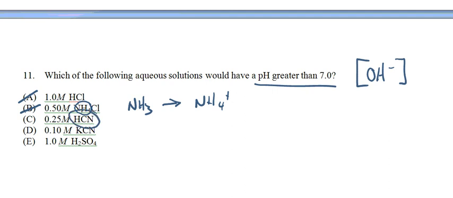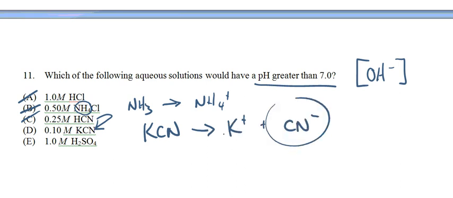HCN, cyanic acid, also acidic. However, we do have something very unique here. Whenever you see a question like this, I guarantee you they're going to give you a common salt of one of these weak acids. So here it is. So potassium cyanide will dissociate 100% because it's a strong salt, and we're going to form this cyanide ion.